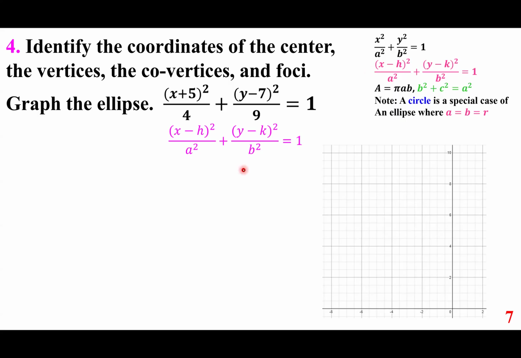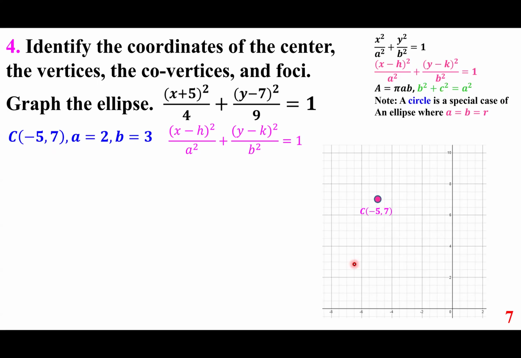So we can clearly see the center is located at -5, 7. A is 2, B is 3. Again, square root of 4 is 2, square root of 9 is 3. So we're going to start with the center. So here's 0, 0, everybody. We are going to go 5 units to the left, 7 units up, and we get the center.